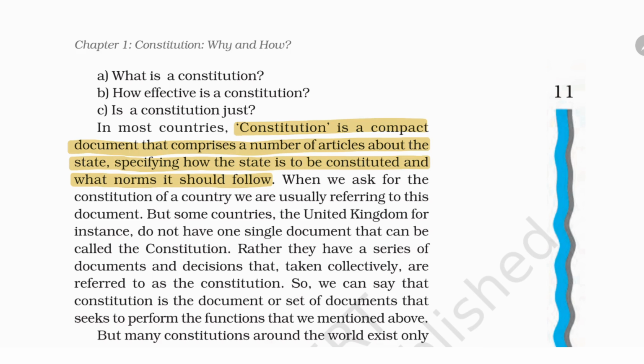In most countries, a constitution is a compact document that comprises a number of articles about the state, specifying how the state is to be constituted and what norms it should follow. Kindly highlight this portion, the way you can see on the screens. This is an important definition. You can use it in prelims as well as in mains.